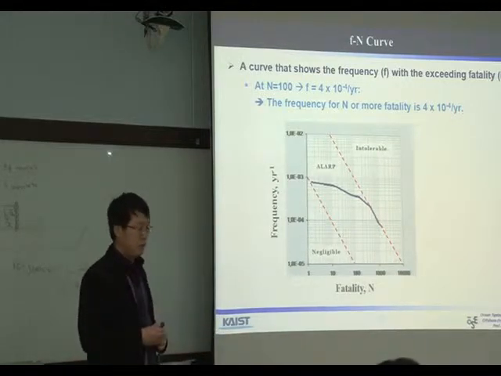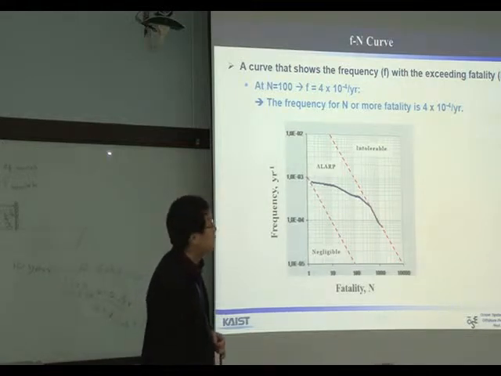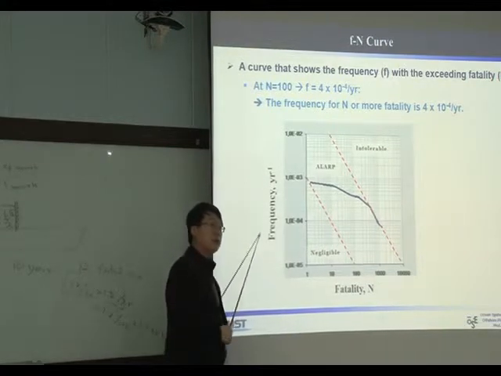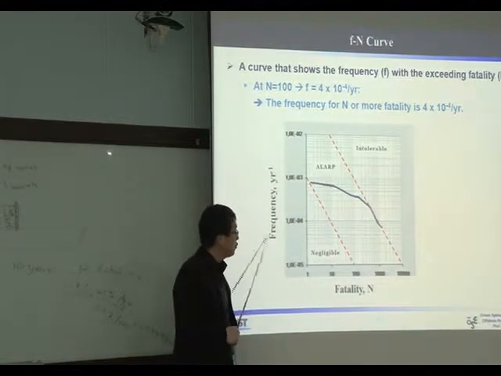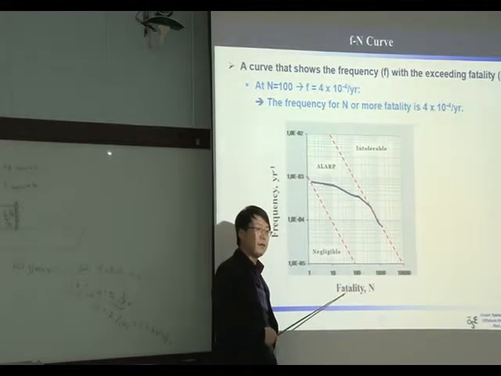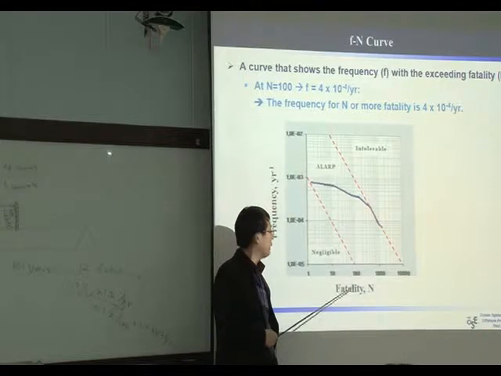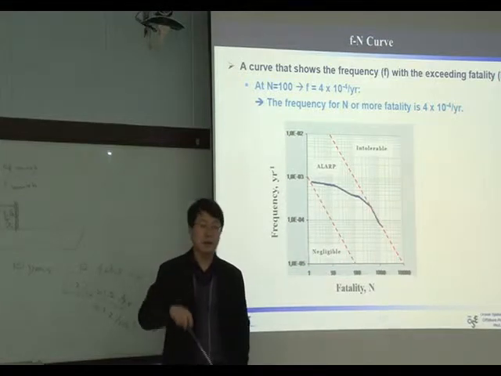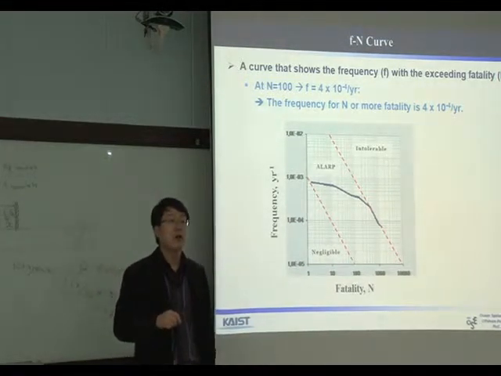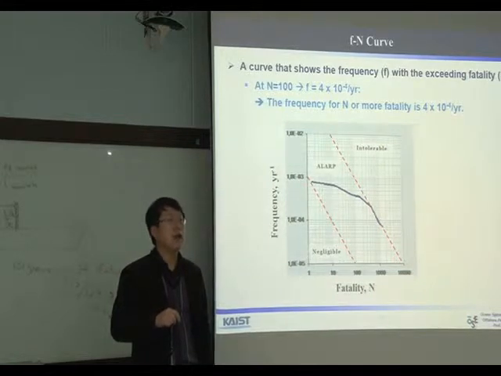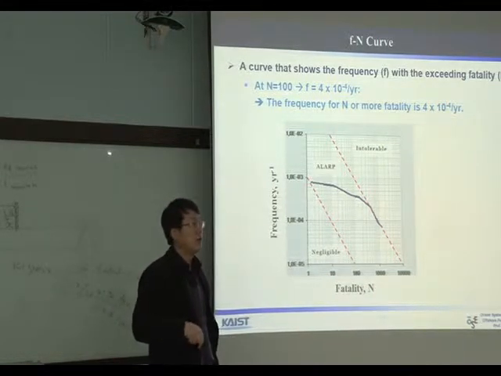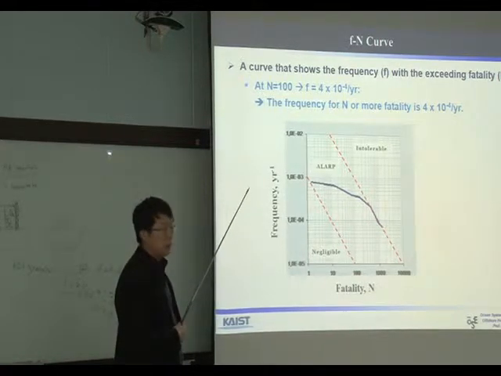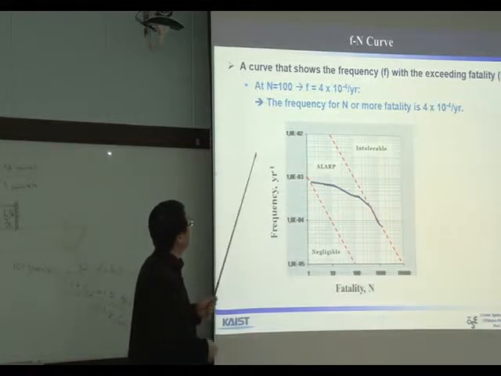This is the FN curve. You should understand this graph very carefully. This is the frequency. Frequency is not confusing, but you should be careful about this axis, the x-axis. The x-axis is fatality, but this fatality is not the individual fatality. It is a cumulative fatality. What is the cumulative fatality? Let's see this graph.